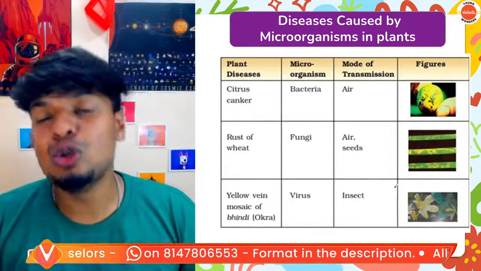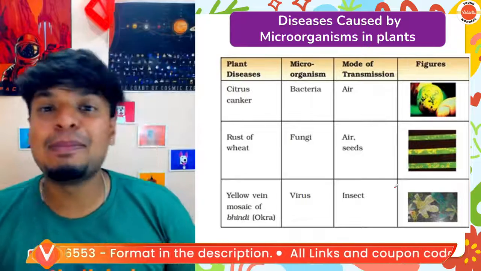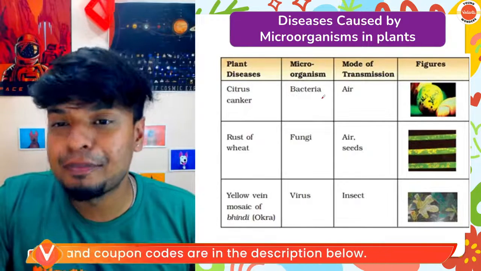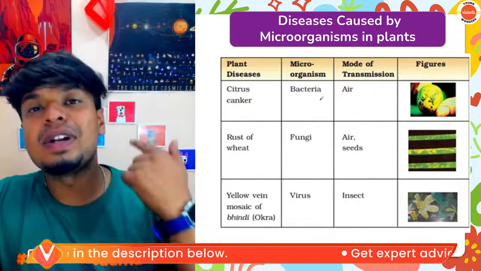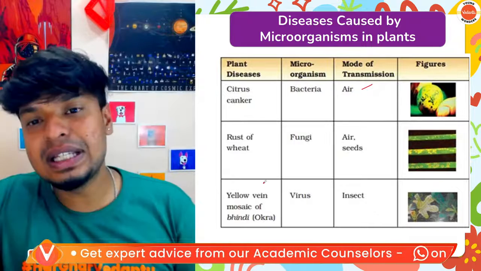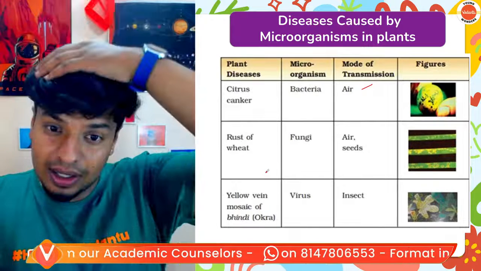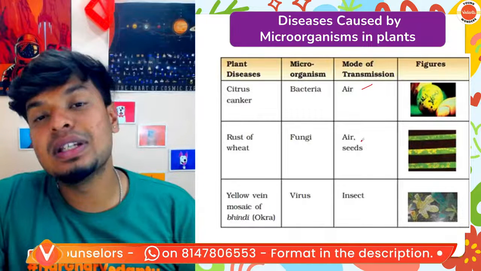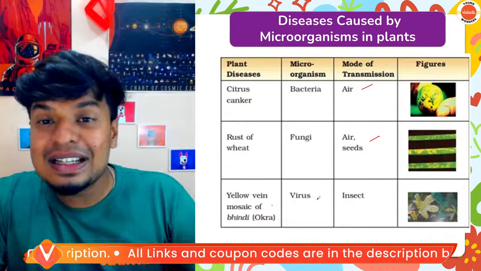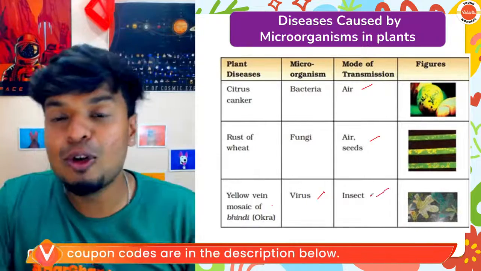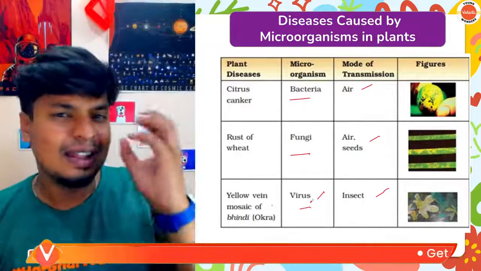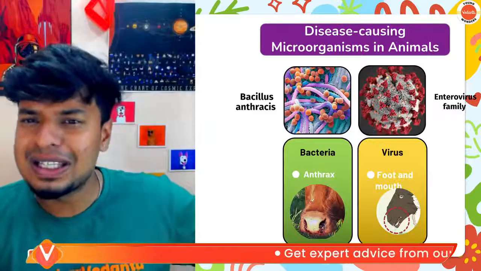Not just in humans, microorganisms cause diseases in plants as well. For example, citrus canker is a disease caused by bacteria in plants. The mode of transmission, the way it spreads, is through air. Rust of wheat is one more disease. The microorganism responsible for rust of wheat is fungi. The mode of transmission is air and seeds. Yellow vein mosaic of bhindi. Again, the microorganism is a virus. The mode of transmission is insects. Oh my god, guys. Bacteria, fungi, virus. So no matter what they are, there are always some bad ones which cause diseases.